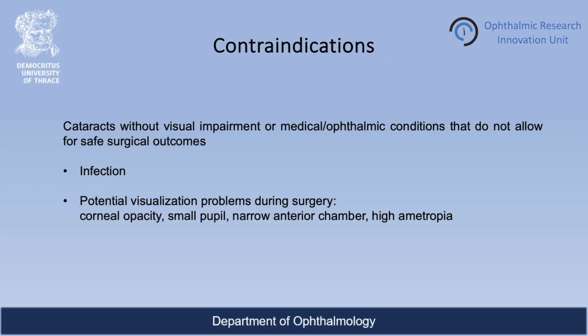On the other hand, cataract surgery is contraindicated in cases where there is no visual impairment or where medical or ophthalmic conditions exist that may not permit safe surgical outcomes. For example, infections, corneal opacity, small pupils, or high ametropia could complicate the surgery, making it unsafe to proceed. In such situations, it's essential to carefully weigh the risks and benefits.